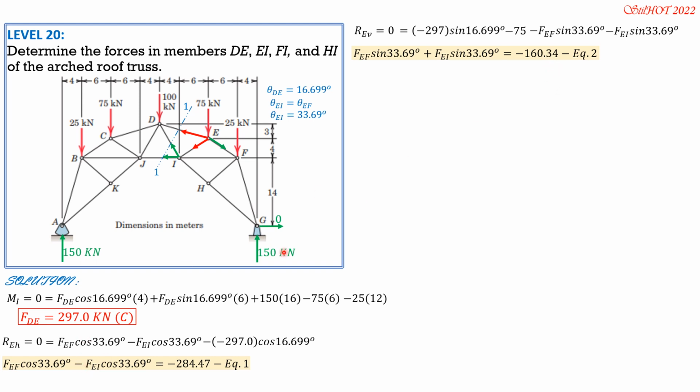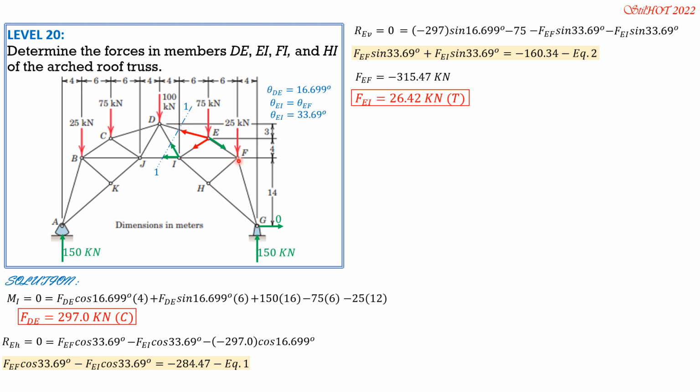So solving equations 1 and 2 by elimination, substitution, or whatever convenient method you want, or by determinant, or by Cramer's rule, or any available method, then we have FEF equals negative 315.47 kilonewtons. So it is compression, but that's not required. We need FEI. FEI is equal to 26.42 kilonewtons. So positive, so it is tension. Next is FFI, which is this one.